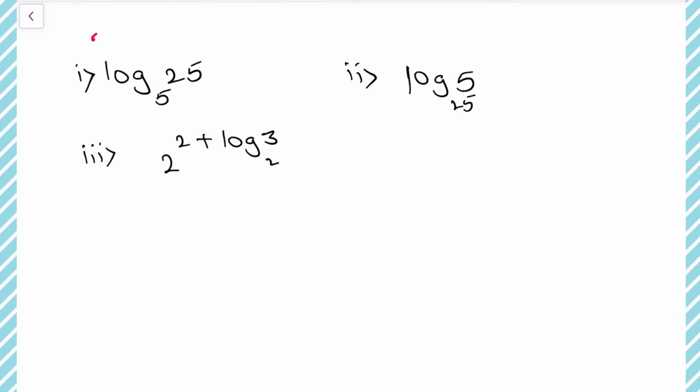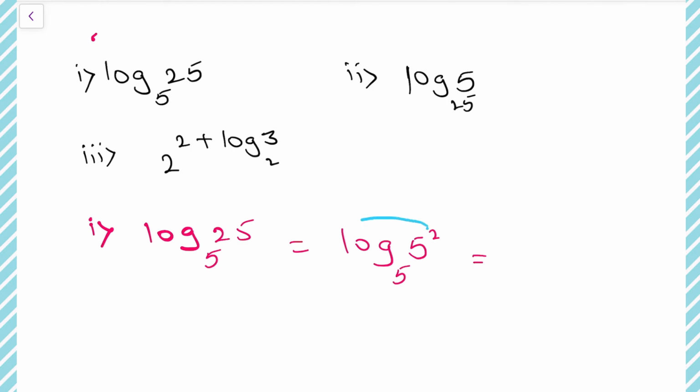Next question. What is the value of log 25 base 5, log 5 base 25 and 2 power 2 plus log 3 base 2? Okay, let's move. Check the first question. Log 25 base 5 equals, log 25 can be written as 5 square with the base 5 as usual. Here now the power is for the main number, so it will come to the front as it is. 2 times log 5 base 5. Log 5 base 5 value is 1. So 2 into 1, which is nothing but 2.